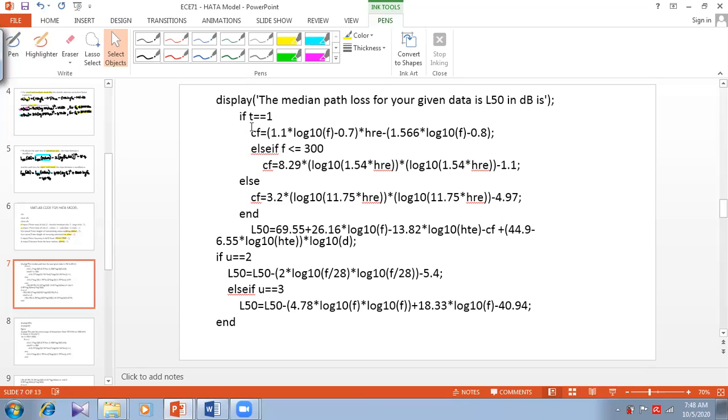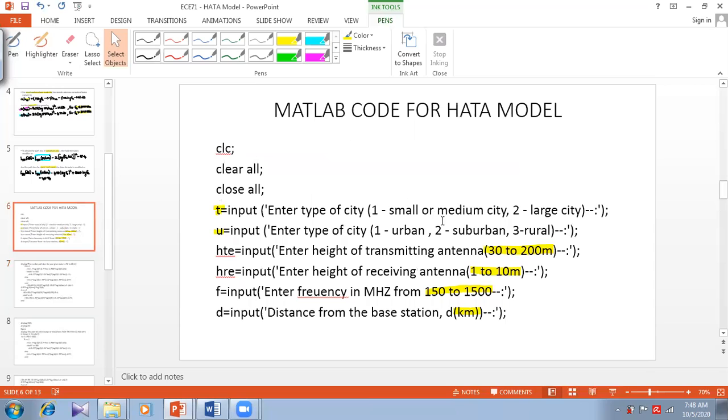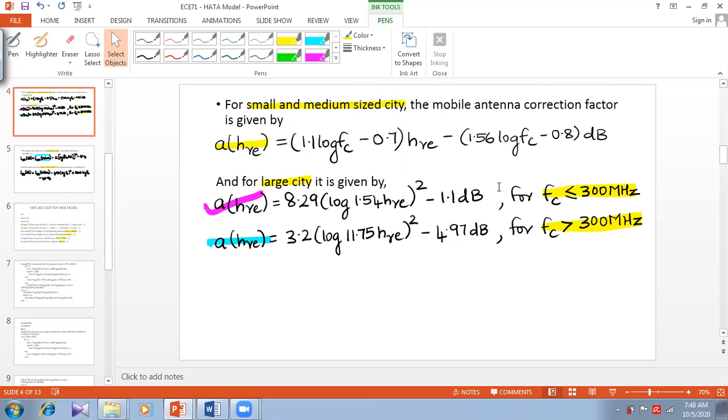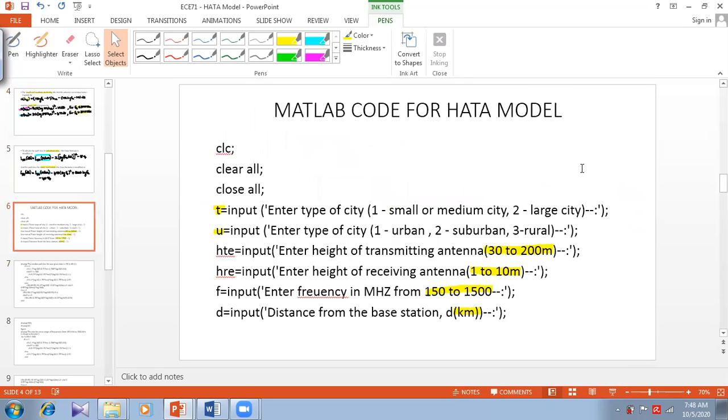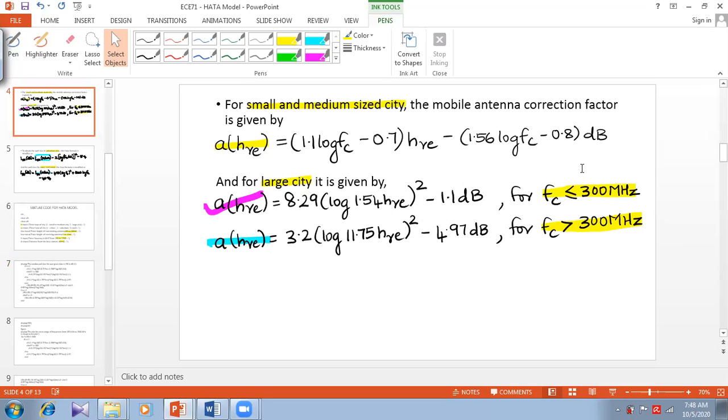Else if, now we are considering what is the frequency. Initially, as told, we have to check what the frequency of operation is. If it is a city, what is t equal to 1? T equal to 1 is a small or medium size city. And then we again have a consideration, what is the frequency to be operated. So for a large city, for greater than 300, this is the equation we will use. If it is less than 300, we'll be using this.